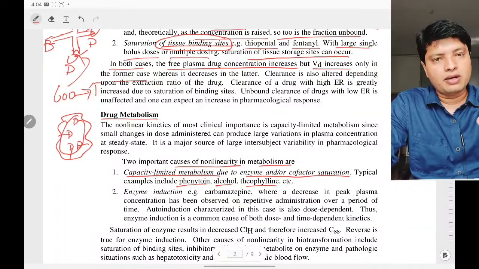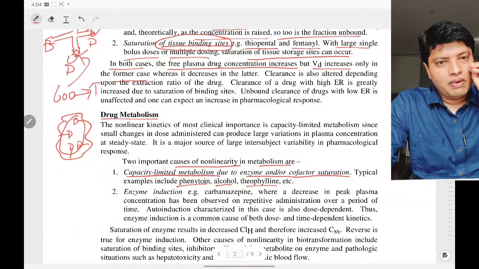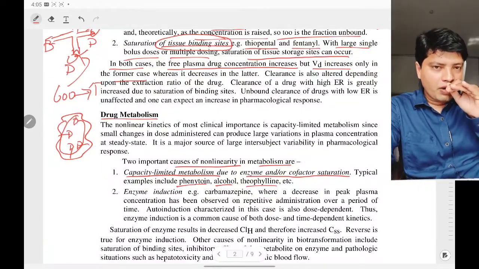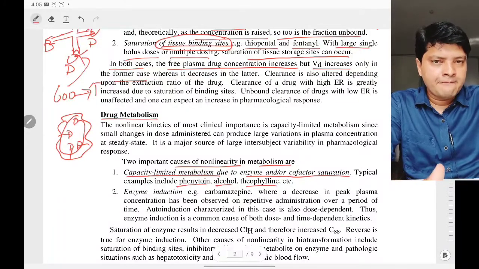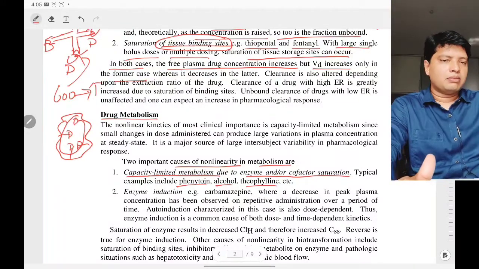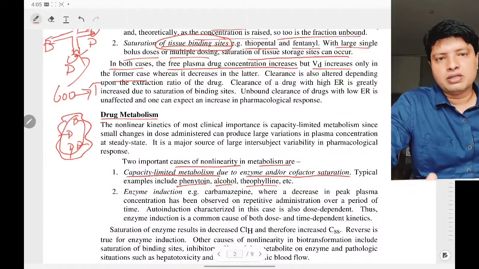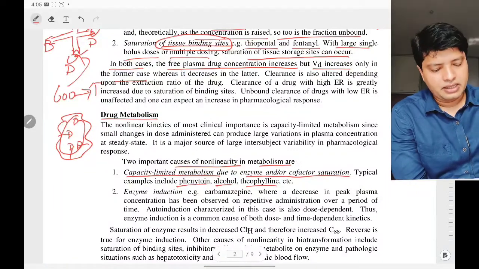See, for alcohol, phenytoin or theophylline, the amount of enzyme available to metabolize them is capacity limited. They will work only at a particular capacity. If you give the drug more than that capacity, all the enzyme will get saturated and there will be no drug metabolism. Hence, again it will cause non-linearity.